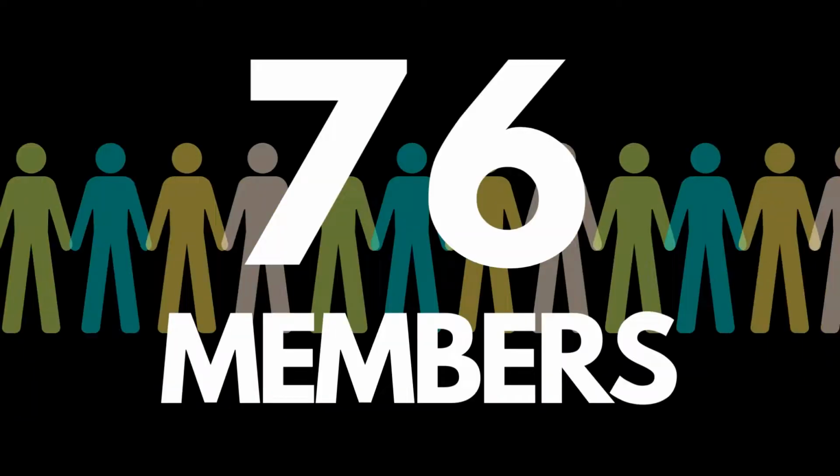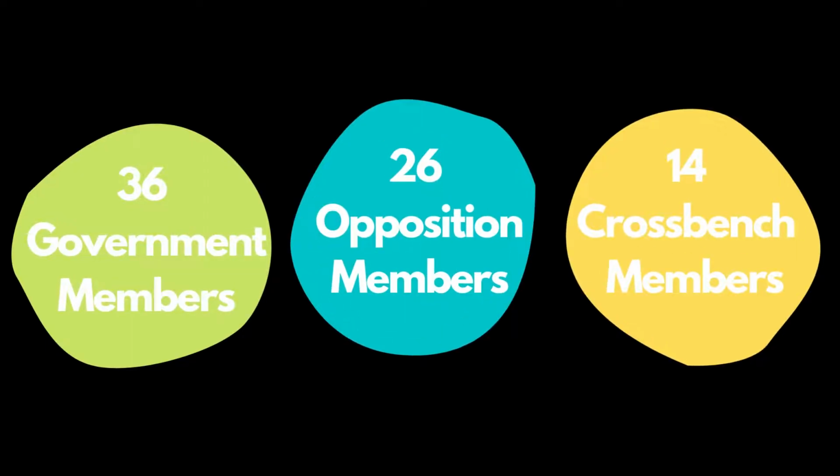The Senate comprises 76 representative members based on the voting patterns of Australians across each state and territory. This constitutes 36 government members, which includes 31 Liberal Party members, 4 National Party members, and 1 Country Liberal Party member. There are also 26 opposition members, all from the Australian Labor Party. Finally, there are 14 crossbench members, which constitutes 9 Greens members, 1 Centre Alliance member, 2 Pauline Hanson's One Nation members, 1 Jacqui Lambie Network member, and 1 independent member.